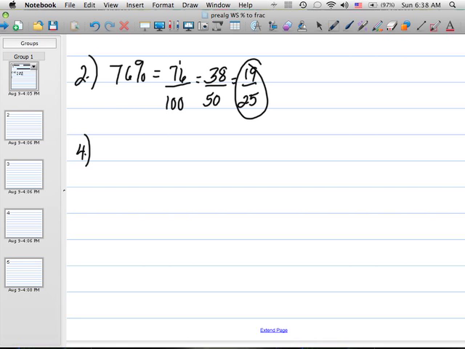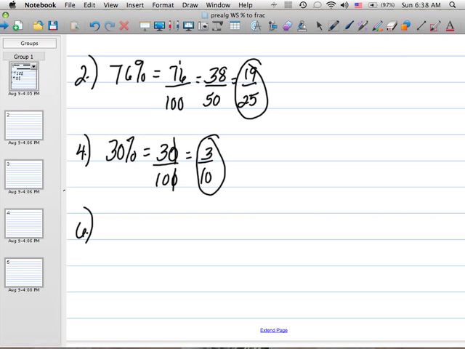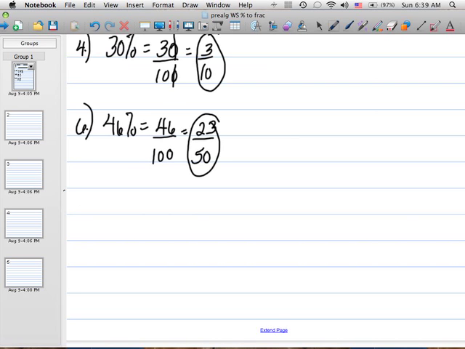Problem number 4, we have 30%. 30% means compare me to 100, 30 to 100. Could drop matching zeros, so my answer would be 3/10 for the fraction. Number 6, 46%. That is equal to 46 over 100. Simplify, 2 goes into 4, 2, and into 6, 3. 2 goes into 100 50 times. So the fraction for 46% is 23/50.